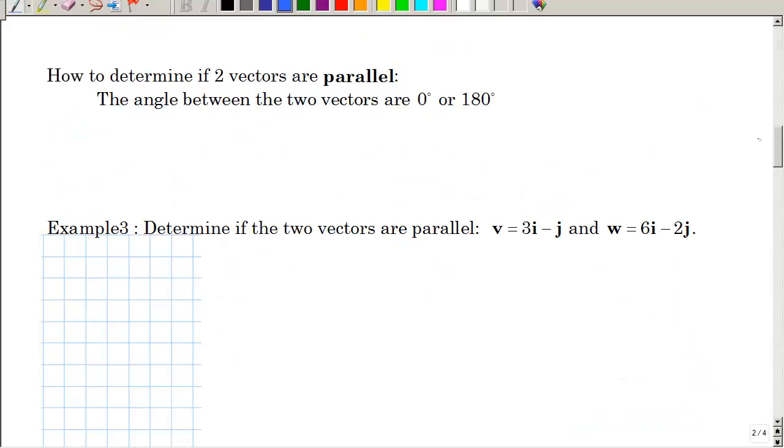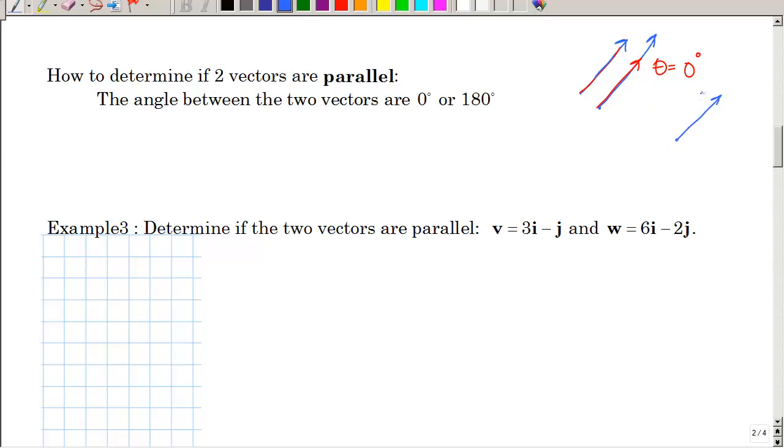Now we're going to look to see, are vectors parallel, perpendicular, or neither? One way to determine if two vectors are parallel is if the angle between them is 0 or 180 degrees, which makes sense. Remember, parallel lines have the same slope. So if I have two vectors and I superimpose them on top of each other, moved this one down here, the angle between them, of course, would be 0 degrees. And they would be parallel.